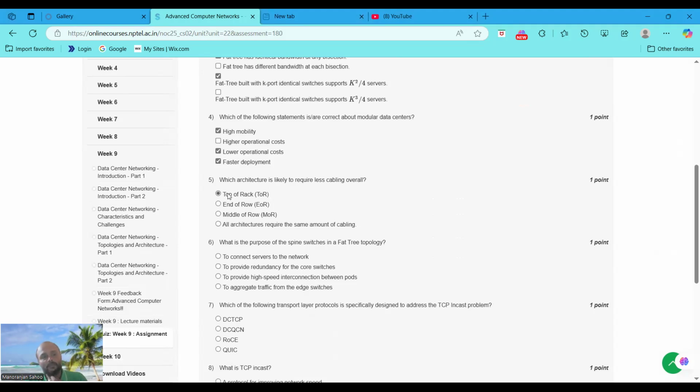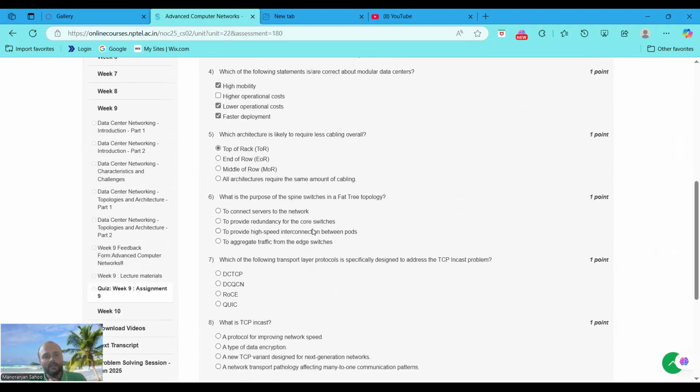Now, moving to question number 6. What is the purpose of the spine switches in a fat tree topology? Its basic purpose is to provide high-speed interconnection between the ports, which is option C. Question 6, option C, to provide high-speed interconnection between the ports.